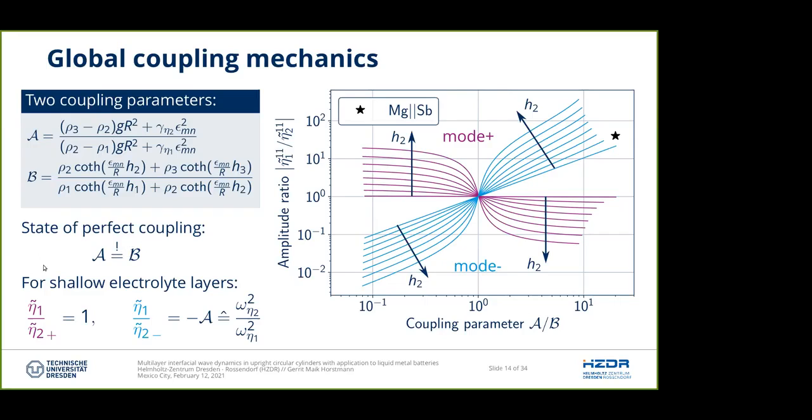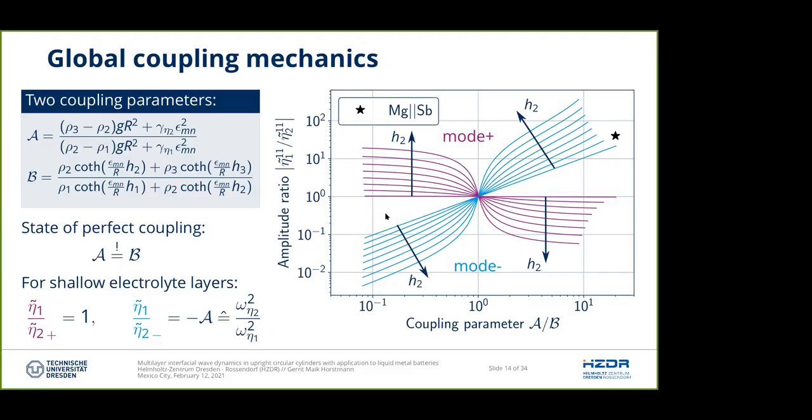And I further found for shallow electrolyte layers, which is a practically relevant limit for liquid metal batteries, that there the plus mode is always perfectly coupled, while the minus mode is proportional to the coupling parameter A, which reflects the ratio of the two-layer eigenfrequencies of both waves. So again, no surprise, if both interfaces have the same eigenfrequency, of course, then they are highly coupled. They will naturally step into resonance.